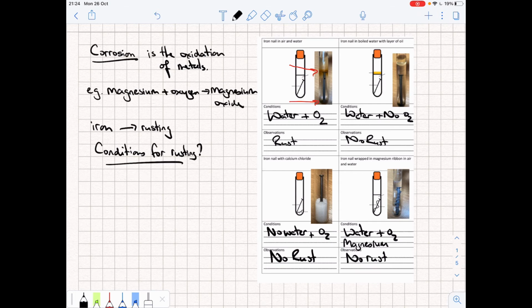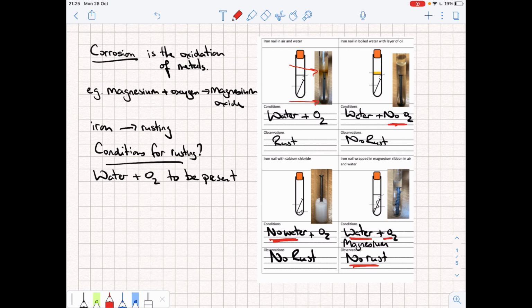So we need to look at these 4 situations now and understand what it tells us about the conditions that are needed. Okay, so the first one is if we get rid of oxygen or we get rid of water, then there is no rusting. So for iron to rust, we need water and oxygen to be present. That's our first observation. However, there's an interesting thing here because we have got water and we've got oxygen present, but here it hasn't rusted. And that's because the magnesium is in there as well.